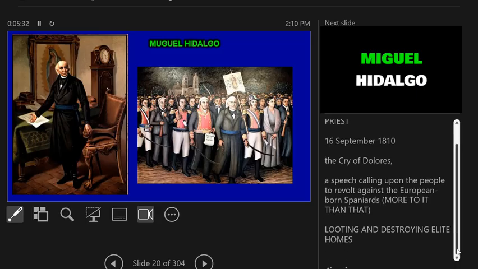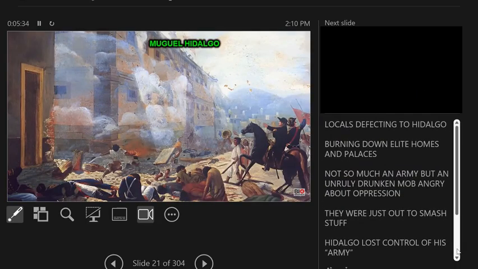And so from this, we get a lot of looting and dragging the elites out of their homes. Does this sound familiar at all? Sound like the French Revolution a little bit? All right, so they're going to these big palaces and looting and dragging them out of their homes and killing them. Well, this is not what Hidalgo had in mind. This level of violence, and after a while, he lost control of this mob that would just go from town to town and loot and pillage.